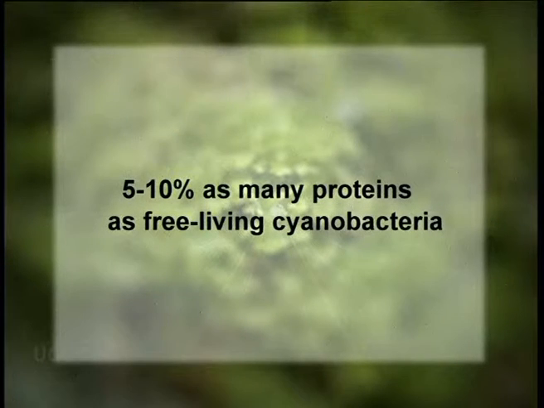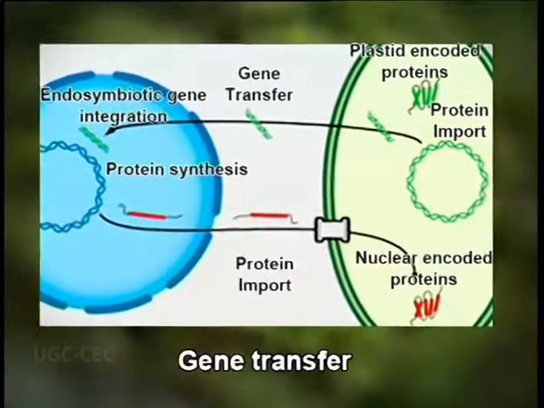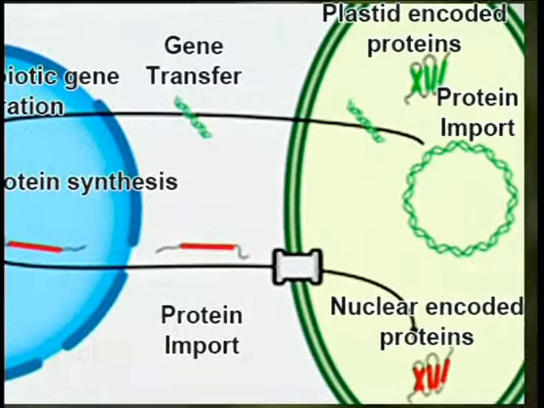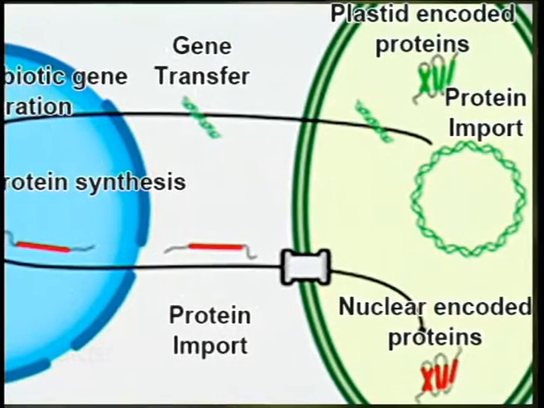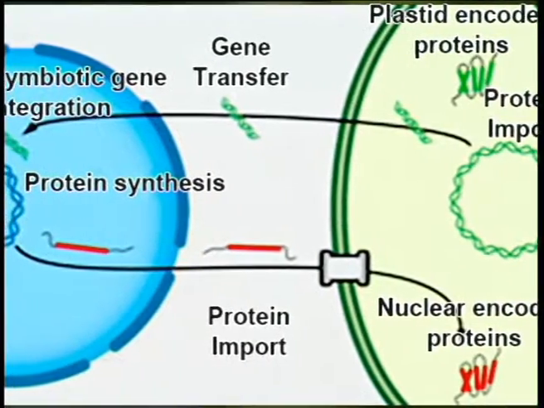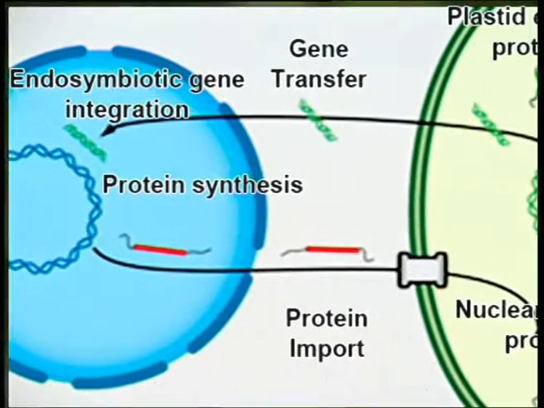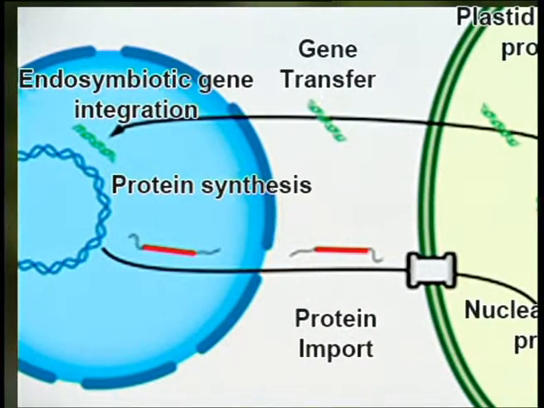This discrepancy is due to the fact that many of the genes have been transferred to the host nucleus and a complex transport system has evolved where proteins required by the organelles are encoded by the host cell nucleus and then transported into the organelle, a phenomenon known as endosymbiotic gene transfer.